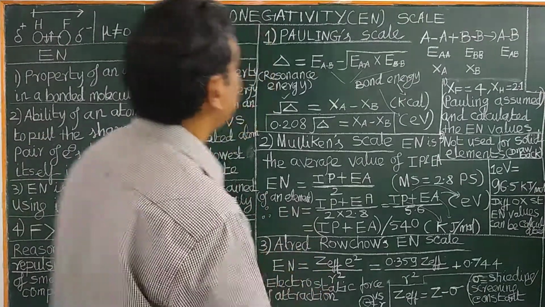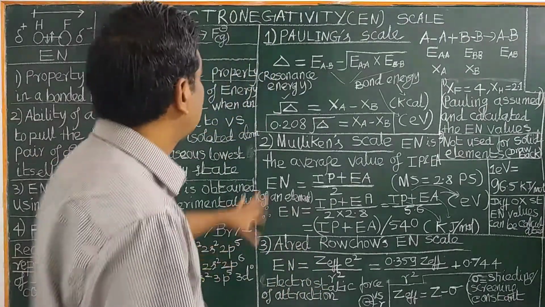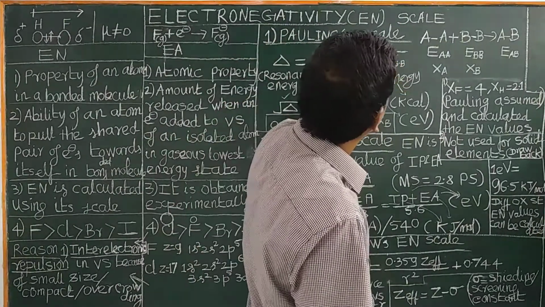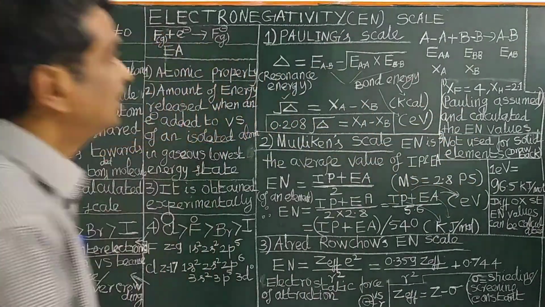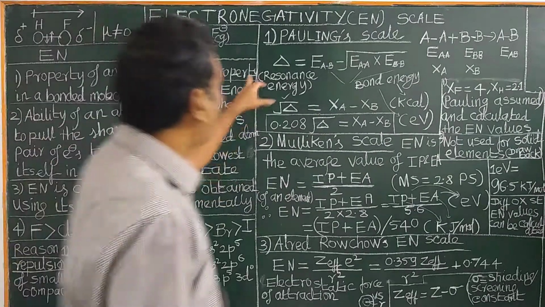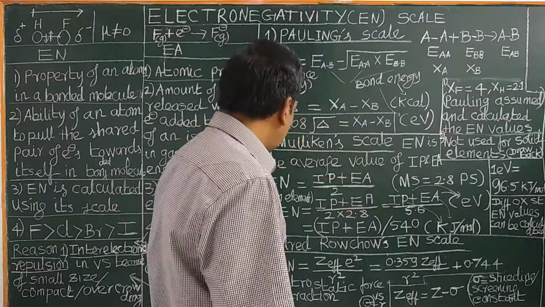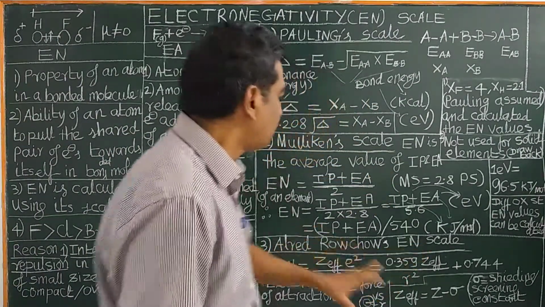We have already seen this in a previous video. Now, how can the electronegativity values be calculated? There are three scales: the Pauling scale, Mulliken's scale, and Allred-Rochow's electronegativity scale.